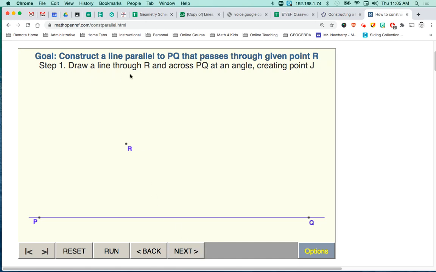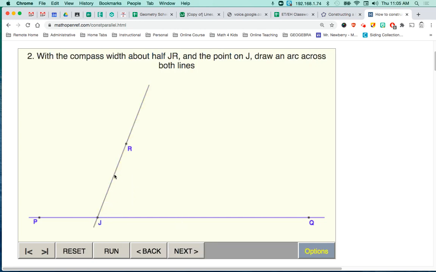Step one, draw a line through R across PQ at an angle, creating point J. They just don't want this to be a vertical line that's perpendicular to line PQ. And I like how it's extended in GeoGebra. You would want to make a full line, not a segment.